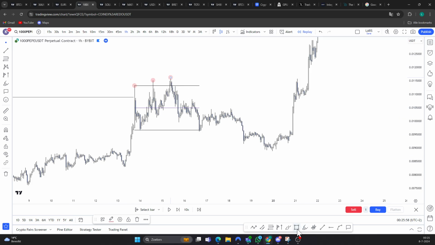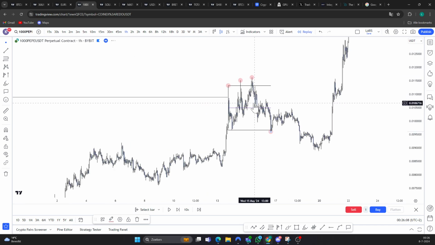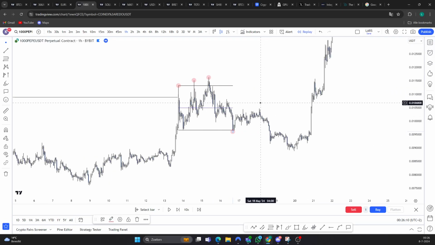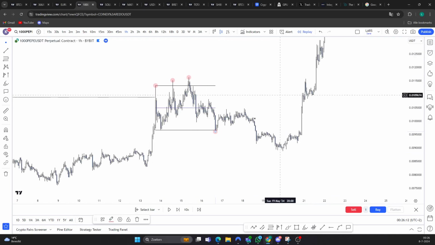Model 1 distribution, target was the range low, it got mitigated, it got tapped, okay? We actually traded this in our backtesting video on Pepe. Now, besides this being a distribution, let's still look at it from how it pumped. What did it do before this range? It kind of broke down. It looked like it broke down, but then it just pumped from there massively.